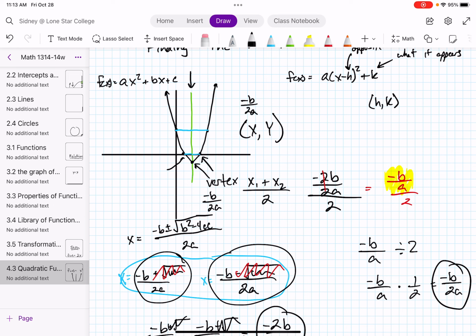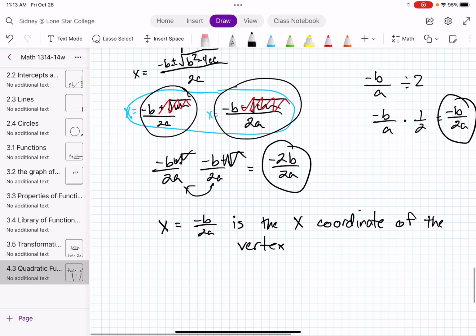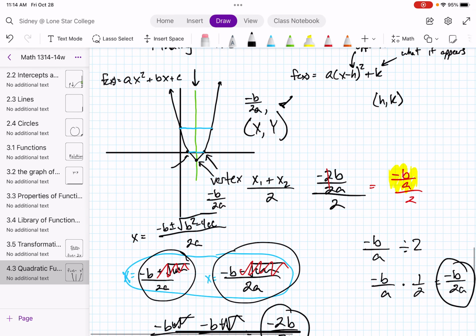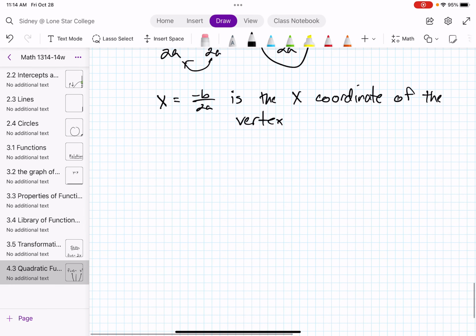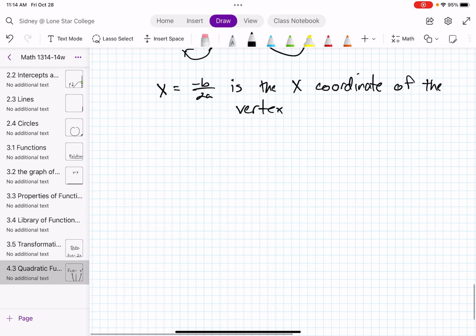Now, the question then is, because the vertex is a point, (x, y), what is the y value? Well, as it turns out, you can find the y value by simply plugging the x value back into the function. So let's do a quick example to make sense of this. If f of x, my function, is x squared plus 6x plus 13, I want to know where the vertex of this parabola is.